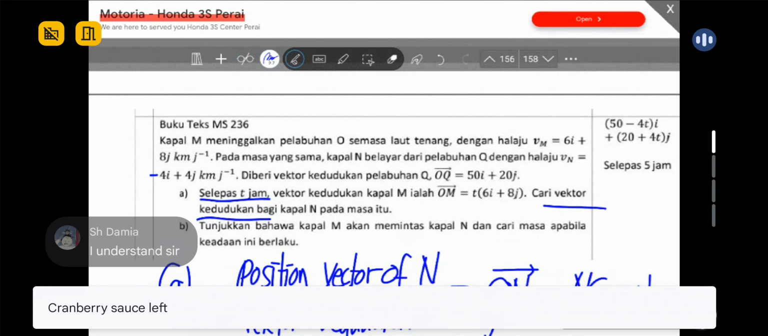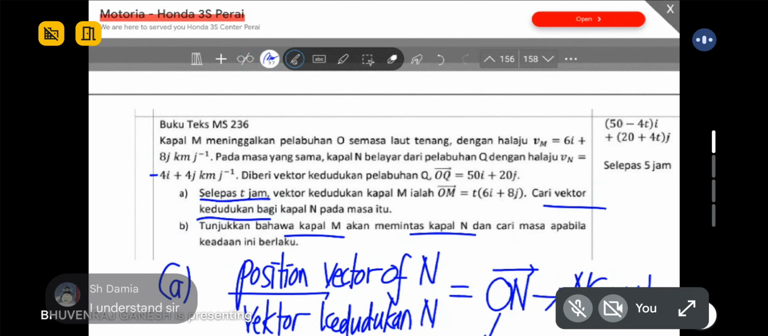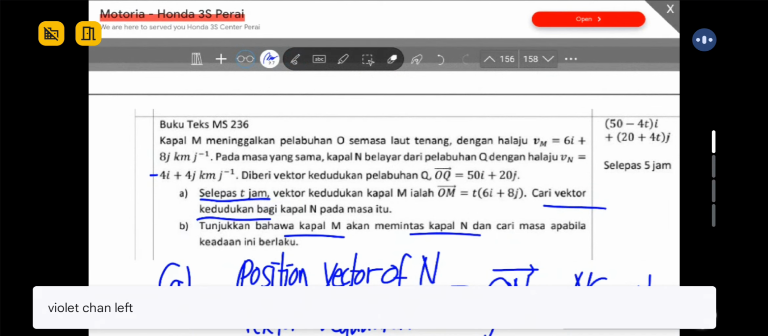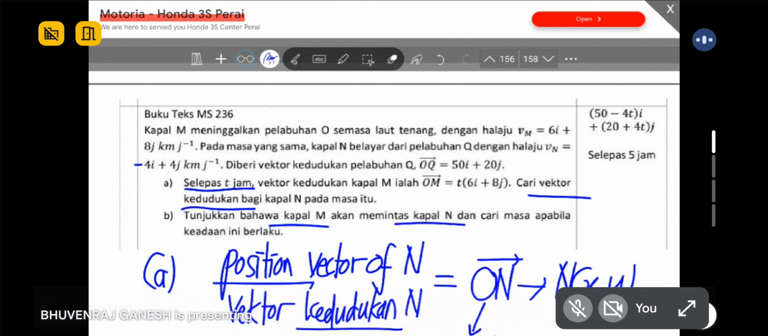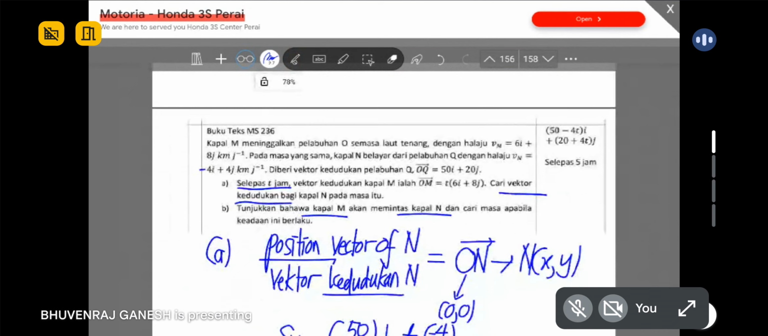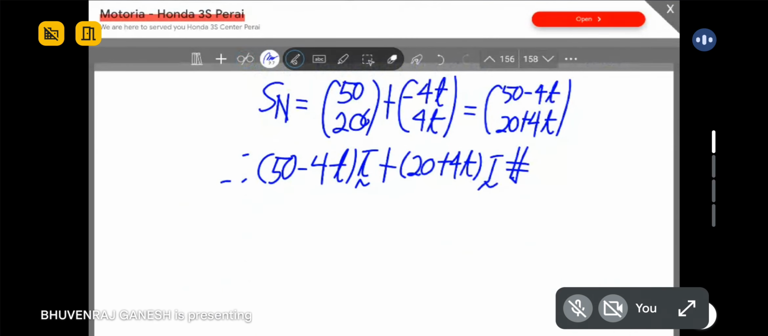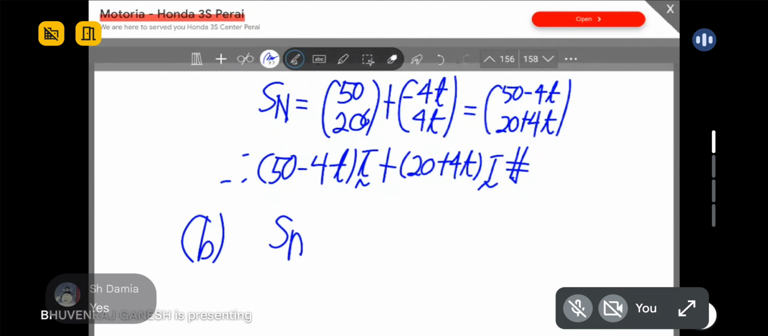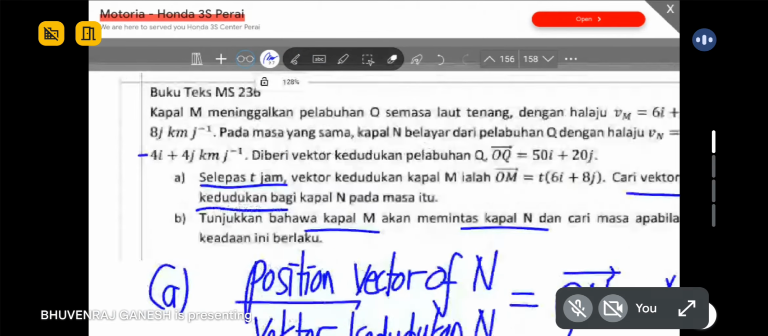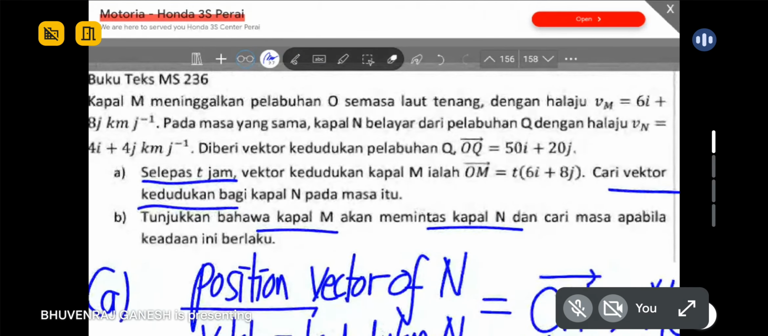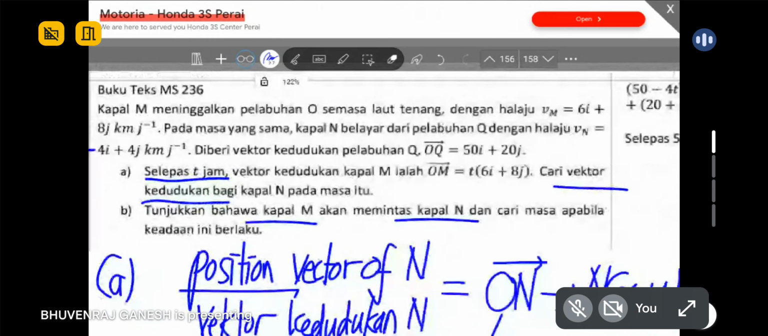Okay, next one. Question B. So question B, they're asking you, does ship M actually pass ship N? Adakah kapal M akan memintas kapal N? Okay, for this kind of question, guys, actually it's the same thing as the spider and the lizard. Do you all still remember that question? Spider and lizard? The concept is you must compare the distance. So for question B, you just make the distance the same. Jarak sama. So if they say, show whether kapal M can cut through kapal N, you just show the distance.